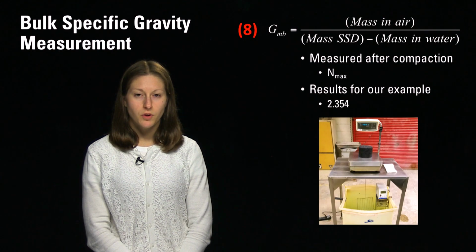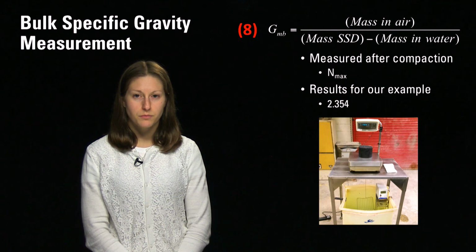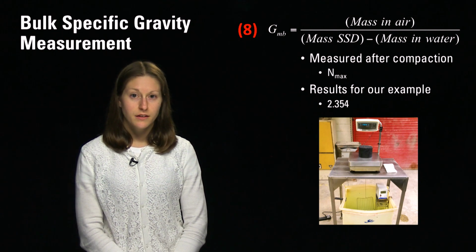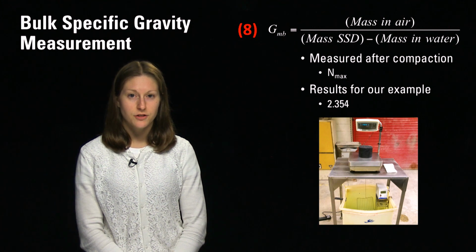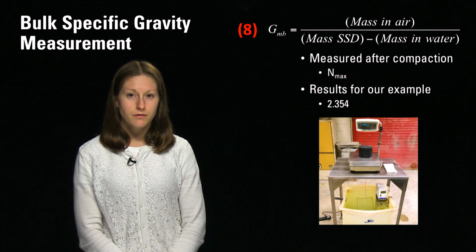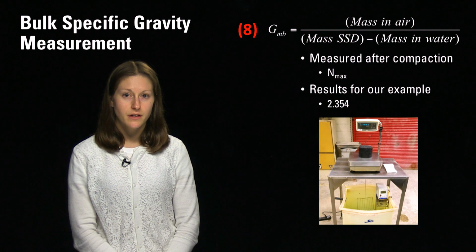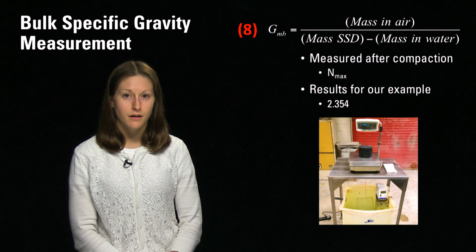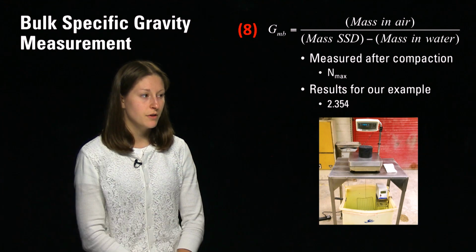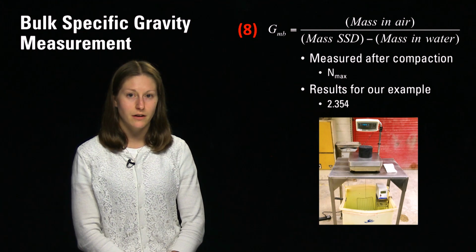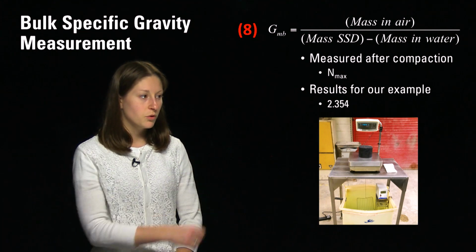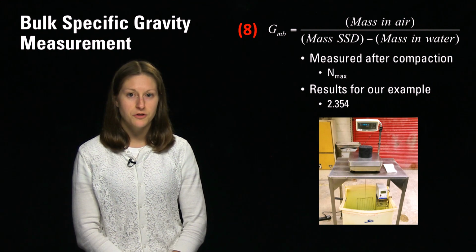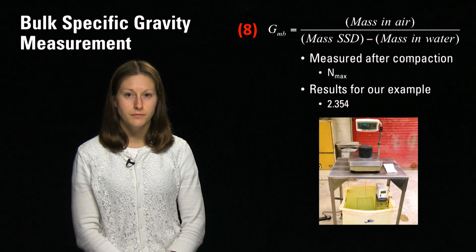We measured the bulk specific gravity of our asphalt mixture specimen after the compaction process is completed. This corresponds to the N max gyration count. We cover how you do this procedure in the asphalt lab demo videos, and therefore we won't cover it here. However, equation 8 shows you how the bulk specific gravity is calculated. For our example, we'll assume that our bulk specific gravity at N max was measured to be 2.354.